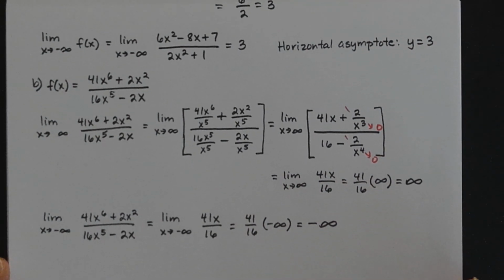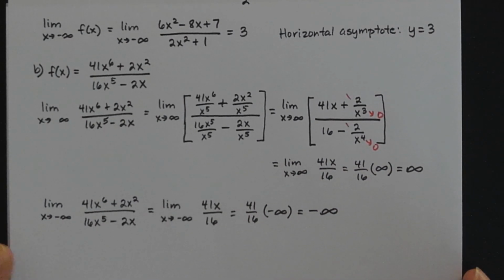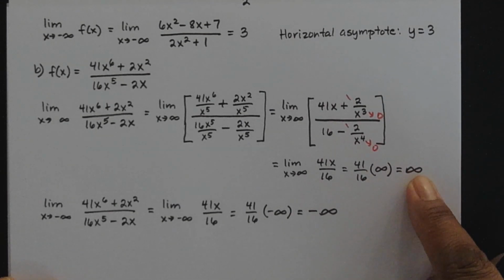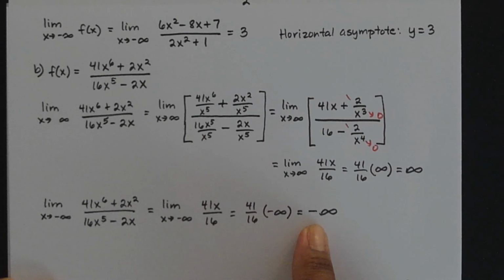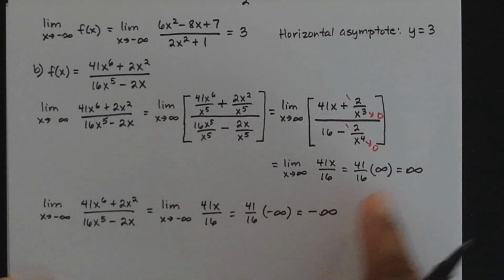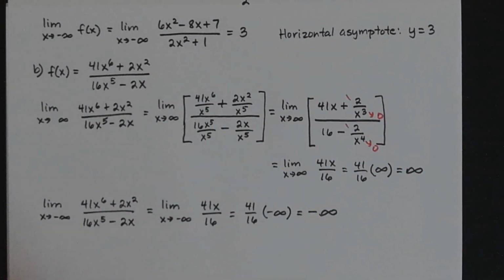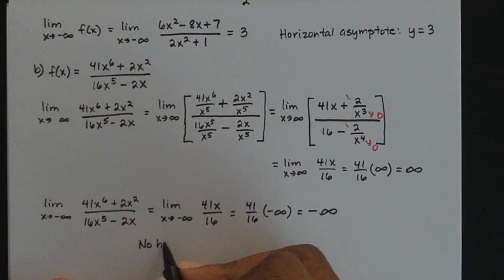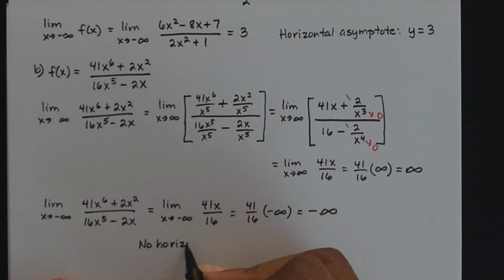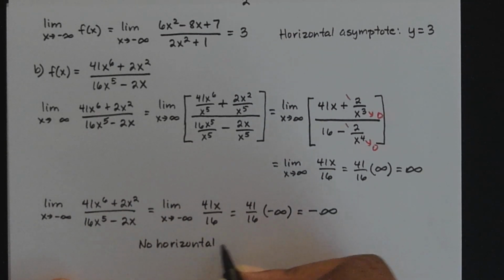Now compare the two. As we let x approach positive infinity, it goes to positive infinity. As we let x approach negative infinity, the function will go to negative infinity. They're going to two different places. So that means that the graph of this rational function has no horizontal asymptote.